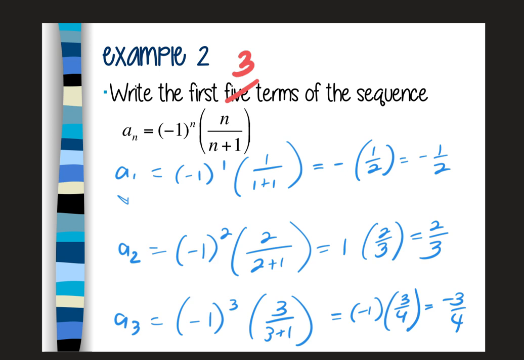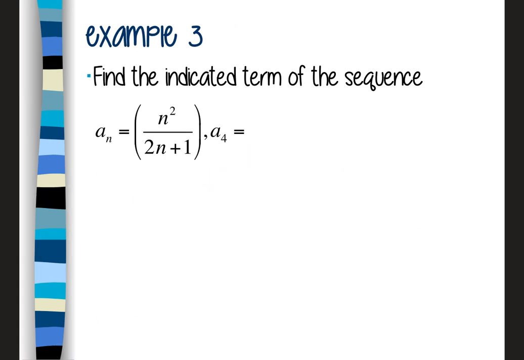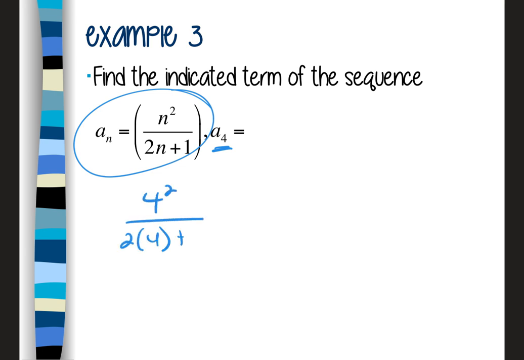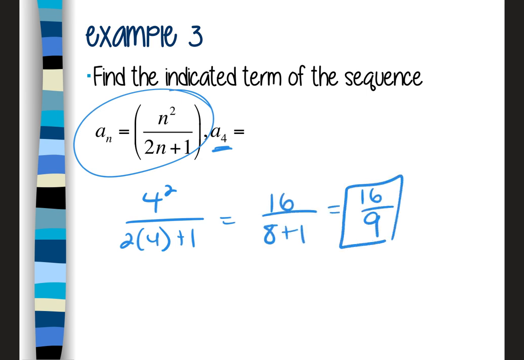Good on just a generic sequence? Yes? We're just plugging in. Okay. Correct. All right. Now, it could give you an equation for a series, and it could ask for any specific term within the series. So if it tells you this whole thing is AN, but it wants A4, all you have to do is plug in 4. So I would get 4 squared over 2 times 4 plus 1, which is 16 over 8 plus 1, or 16/9.